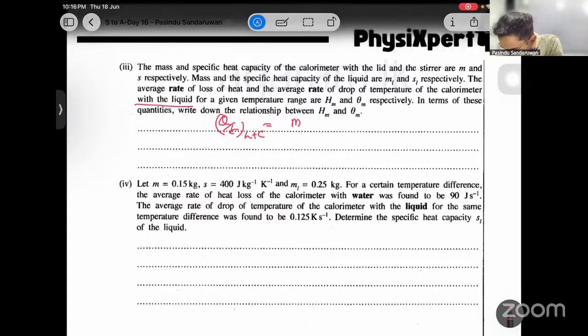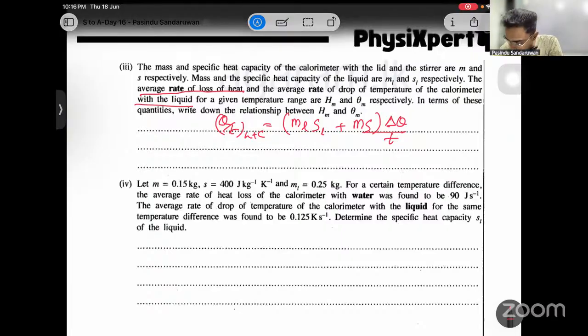For the liquid, that is m L S L. For the calorimeter, mass is given as M, then M and S. And temperature difference, say delta theta over T. Now plug in these given terms. What is H m? H m is the average rate of loss of heat.